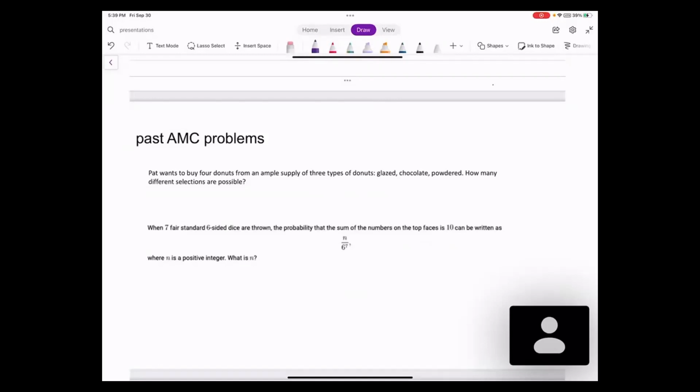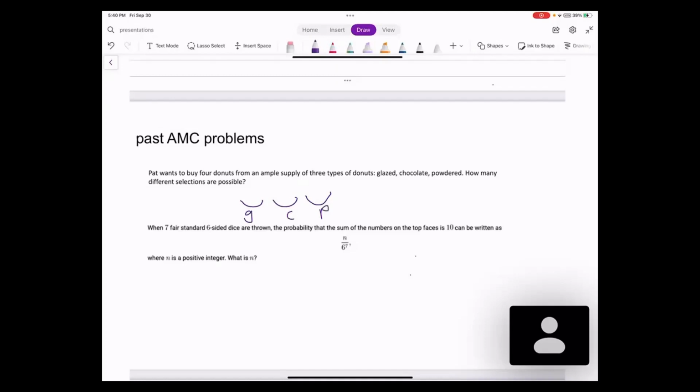So this problem is like the same as what we've just seen. We want to buy 4 donuts from a supply of 3 different kinds: glazed, chocolate, and powdered. And we want to find how many different selections there are. So this is the same as saying that we want to distribute these 4 donuts into 3 bins of glazed, chocolate, and powdered.